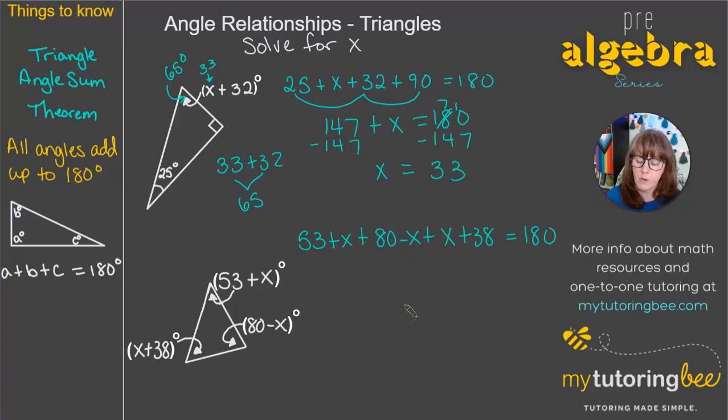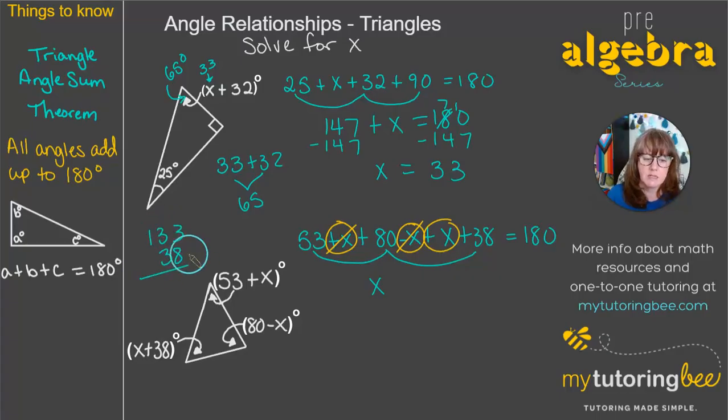All right, so let's see if we can combine some like terms here. I've got a few x terms, so positive x minus x plus x. So one of these positives and one of the negatives are going to just cancel out, and that's just going to leave us with x. And then let's see what our numbers, our constants are. 53 plus 80 gives us 133, and then 133 plus 38, just write it out here, gives us 171. So that's positive x plus 171 equals 180.